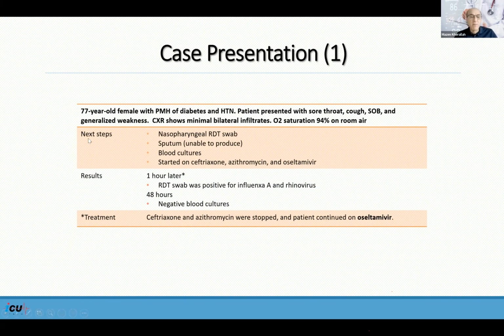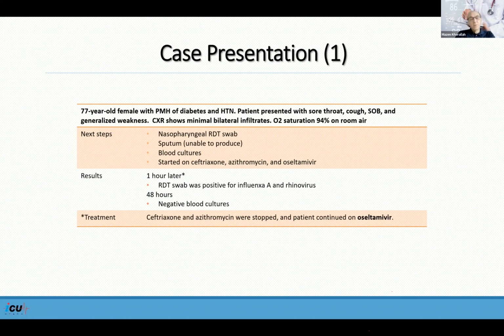So next step, what we did to the patient, nasopharyngeal swab. There was no sputum for this patient. Patient was not able to produce sputum, so we could not send the lower respiratory specimen for rapid test. We sent blood cultures, and for a patient who presented with bilateral infiltrates, it sounds like it's viral. However, according to IDSA guidelines, you would start this patient on ceftriaxone and azithromycin. And we added oseltamivir because we thought influenza is high on the list.